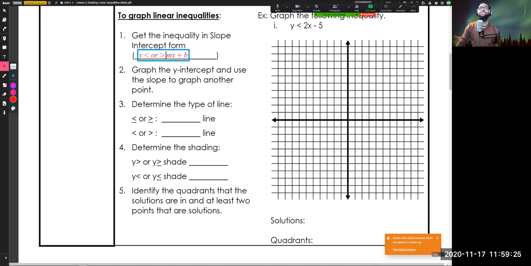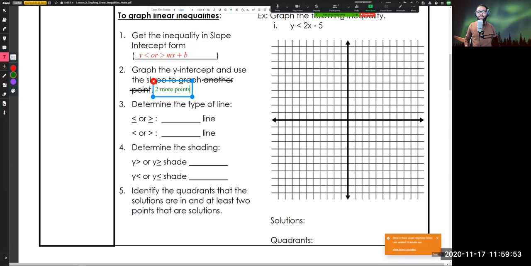Our step number 2 is going to be to graph the y-intercept and use the slope to graph 2 more points. So that way we have 2 points to use, or 3 points total, to draw our lines. Okay? And then we're going to determine the type of line.